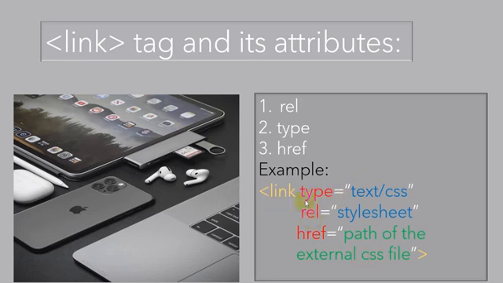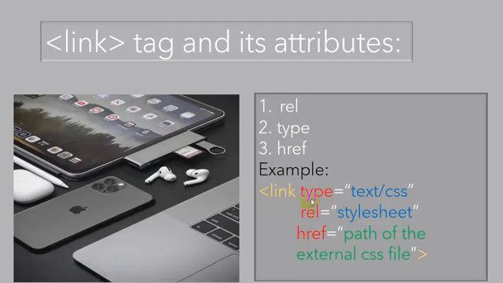Okay, the first one, there is no sequence, you can use rel first or href first or type first, but we have three important attributes. The type attribute shows which type of file you are going to connect. The link tag has three attributes, one is type, one is rel, that is relationship, and one is href, that is hyper reference.